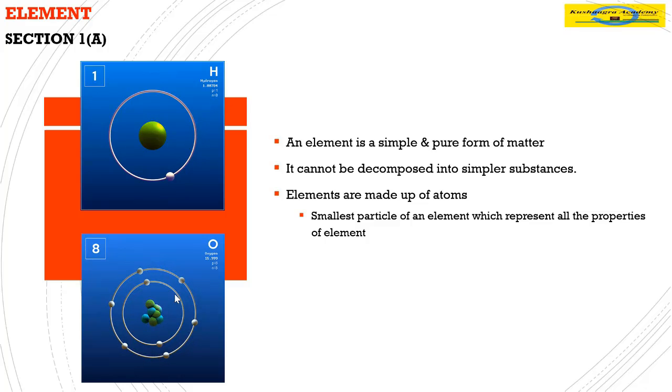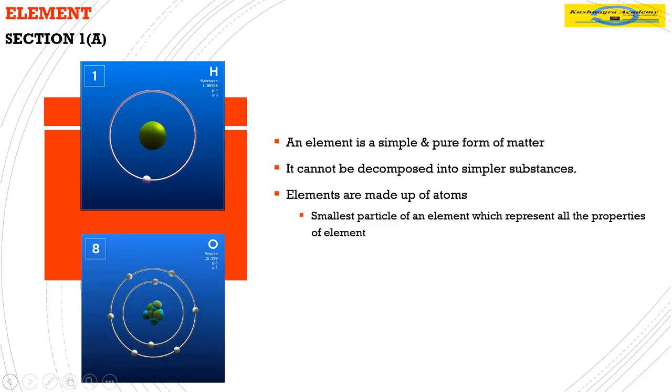So, what is an element? As we have already studied in class 6, 7 and 8, an element is the simple and pure form of matter which cannot be decomposed into simpler substances. And elements are made up of atoms.